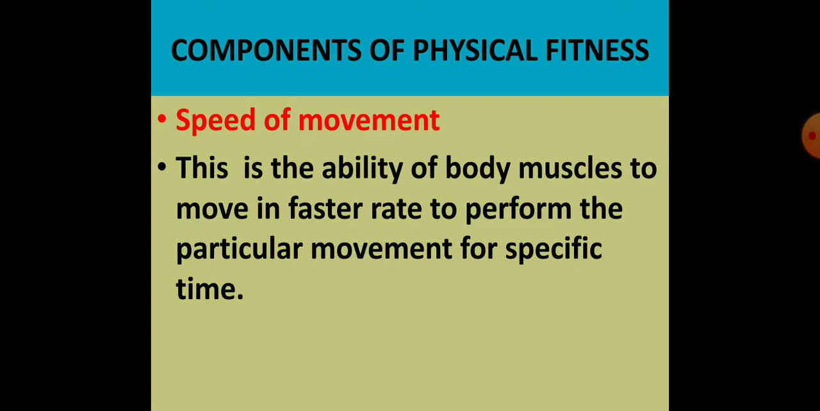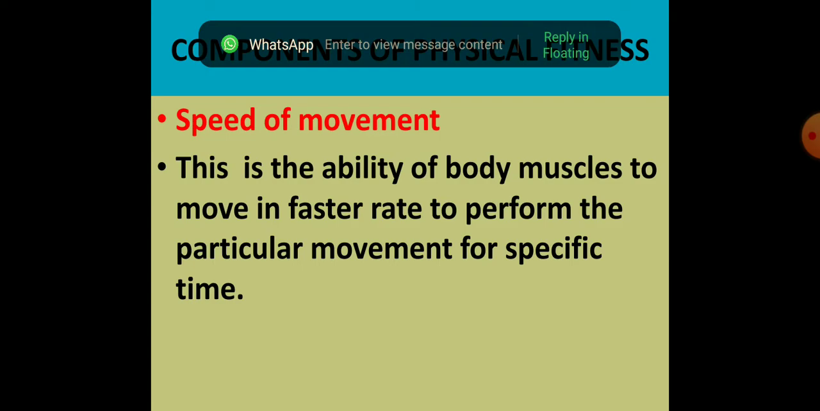So this decides the difference at the end. We can understand speed of movement like this: runners in sprinting have to leap from their place at the acceleration, that is the reaction time. The speed at which they are starting is known as speed of movement. It is the ability of the muscle or the body, the rate at which they are performing the particular movement. So that is very important.